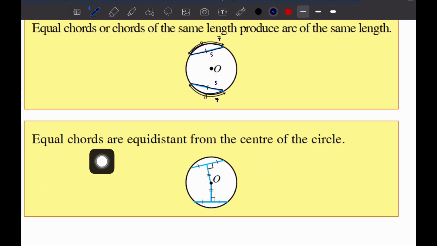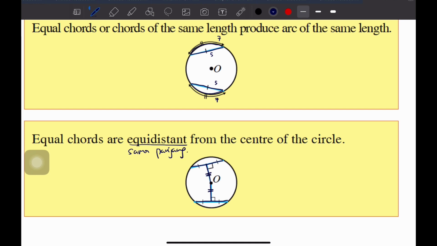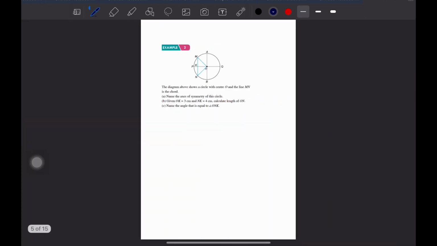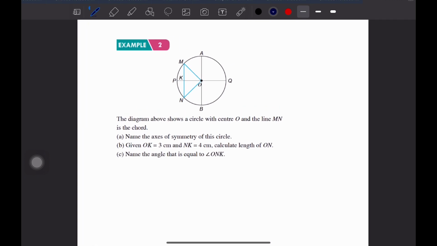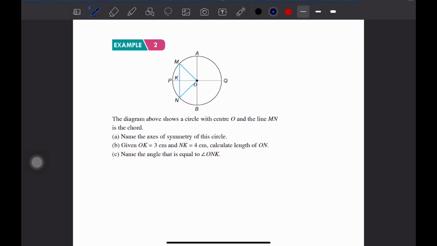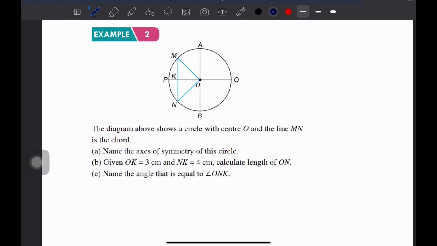The next part is equal chords are equidistant from the center of the circle. Equal chord ini maksud dia, kalau kita ada chord yang sama, kita sambung kepada center, dia akan sama panjang. Equidistant ni maksud dia sama panjang. Boleh?